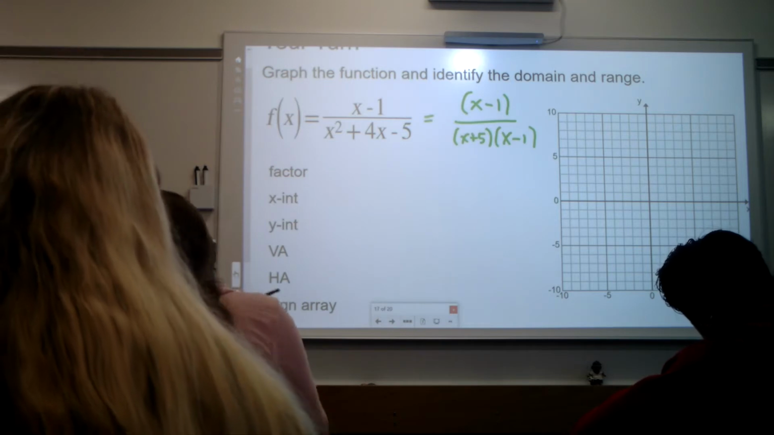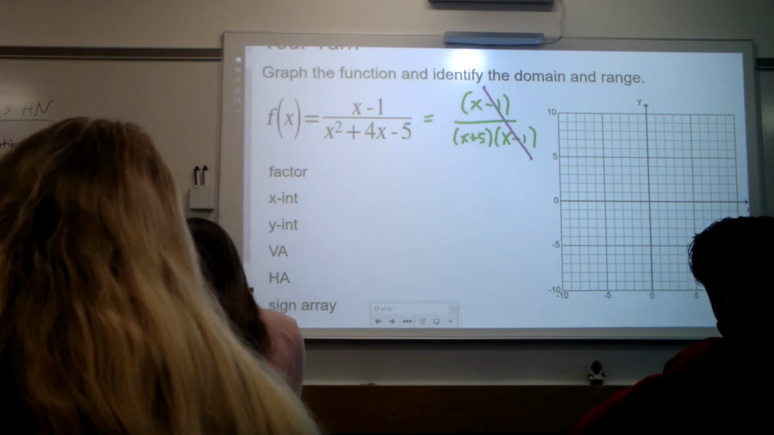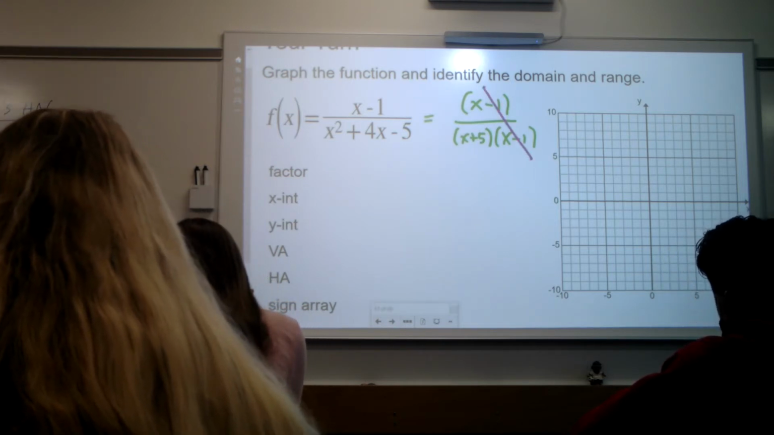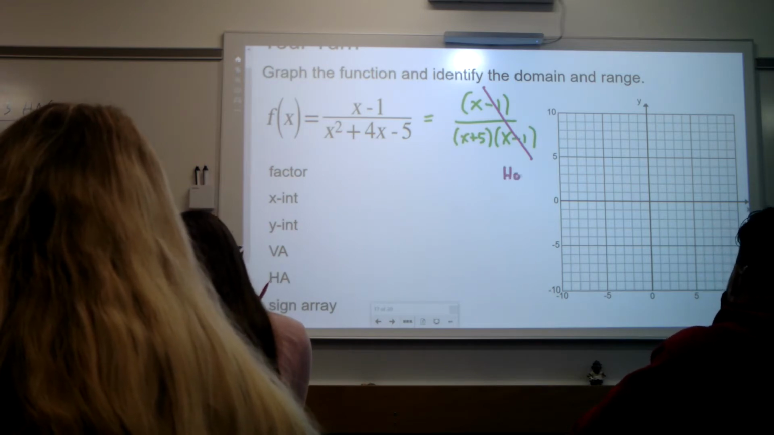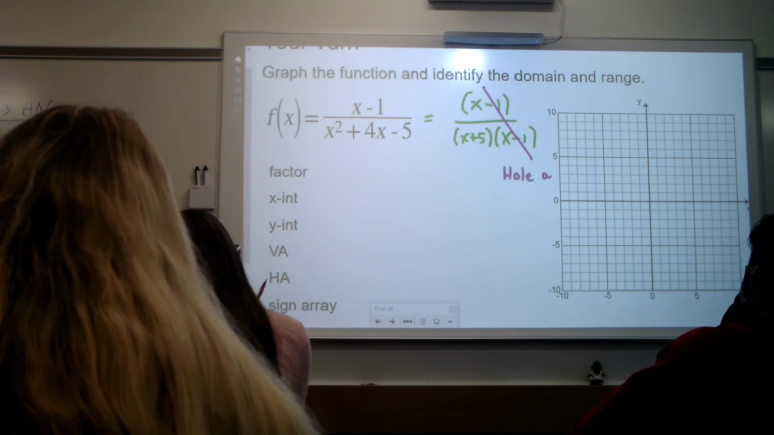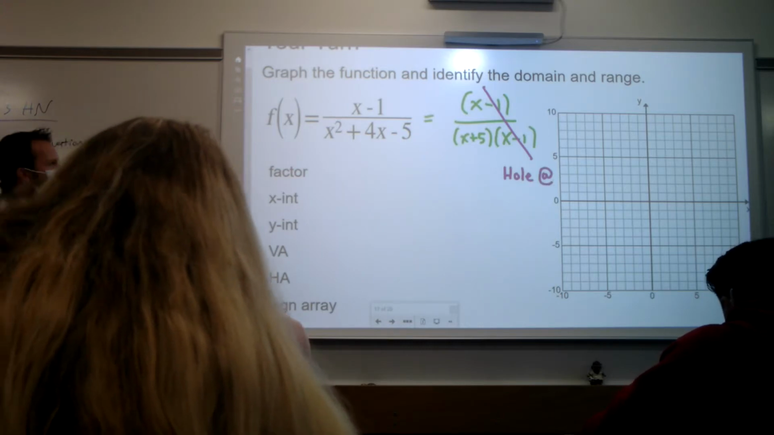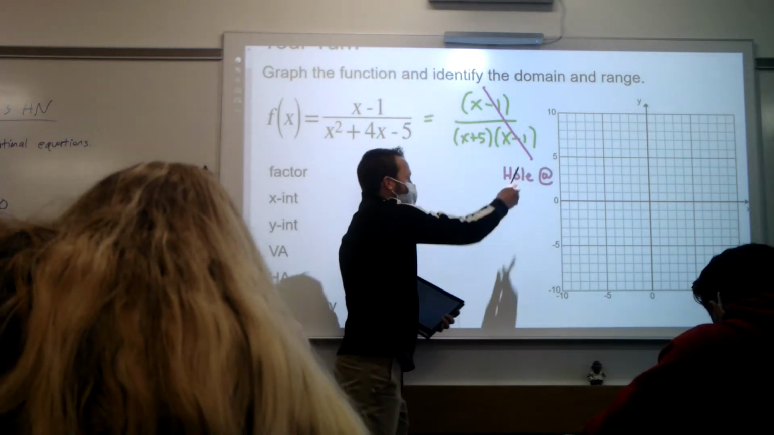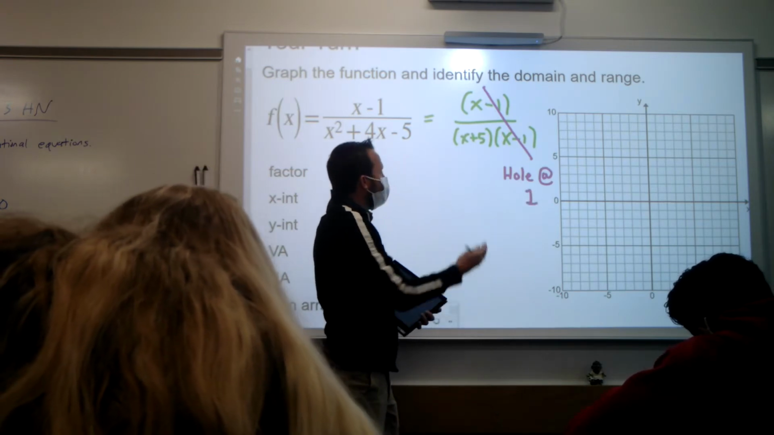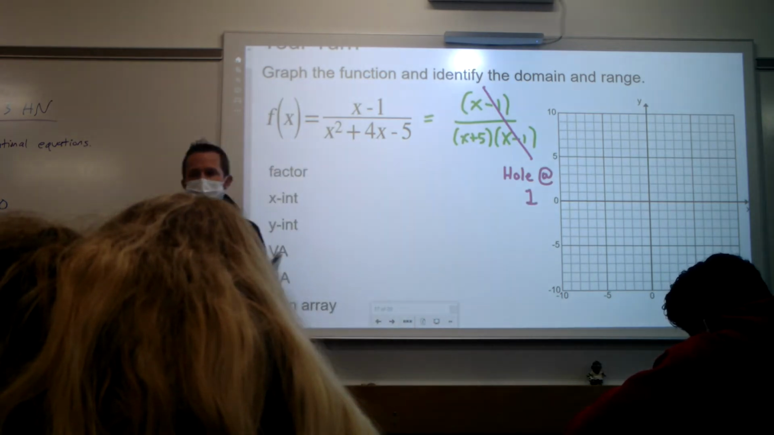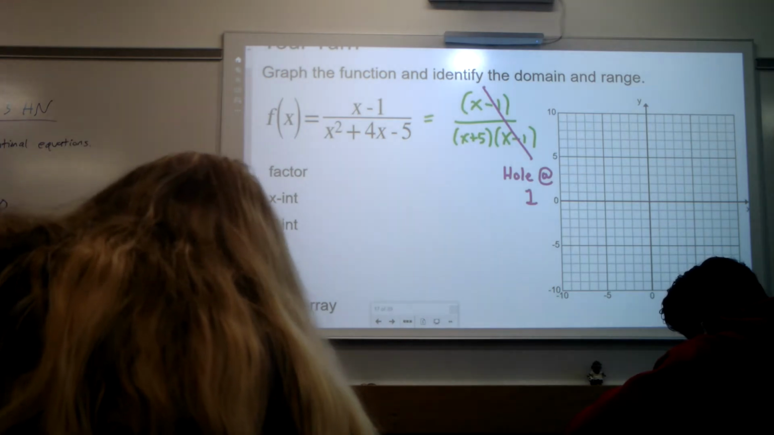What can I do next? Cross out the x minus 1s. What does that tell you, guys? Hole at, and this is where you've got to be careful, is hole at whatever makes that 0, which would be 1. Sometimes people would say hole at negative 1. Well, negative 1 doesn't make that 0. Right? So good job. Hole at 1.